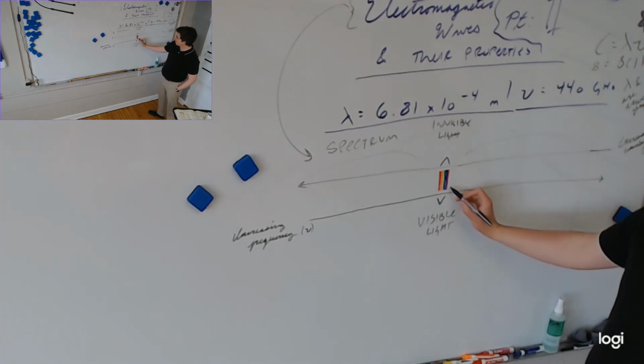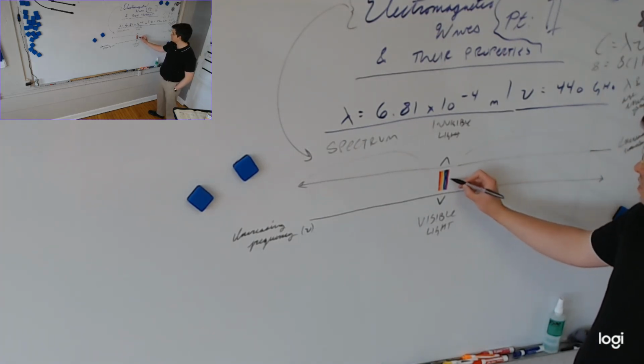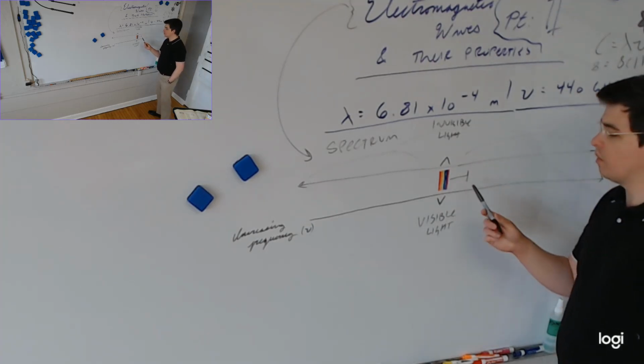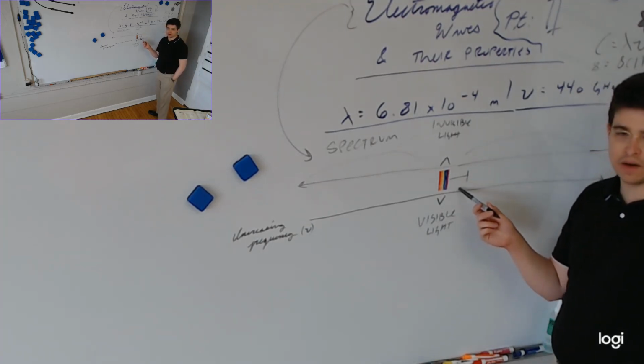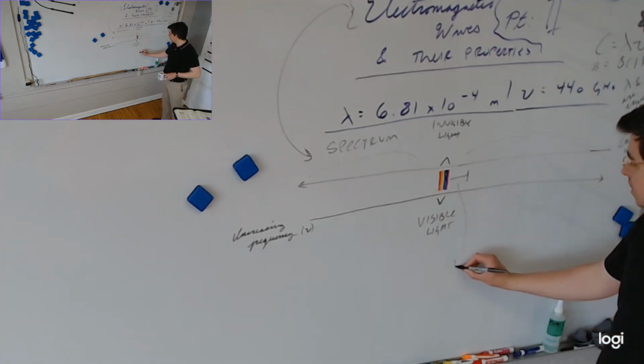What would I call light that is just higher in frequency than violet light? Stop just guessing and think about it. What would I call light that is higher in frequency than violet light? There's a word for it. Ultraviolet. Yeah, ultraviolet. We call this ultraviolet light.